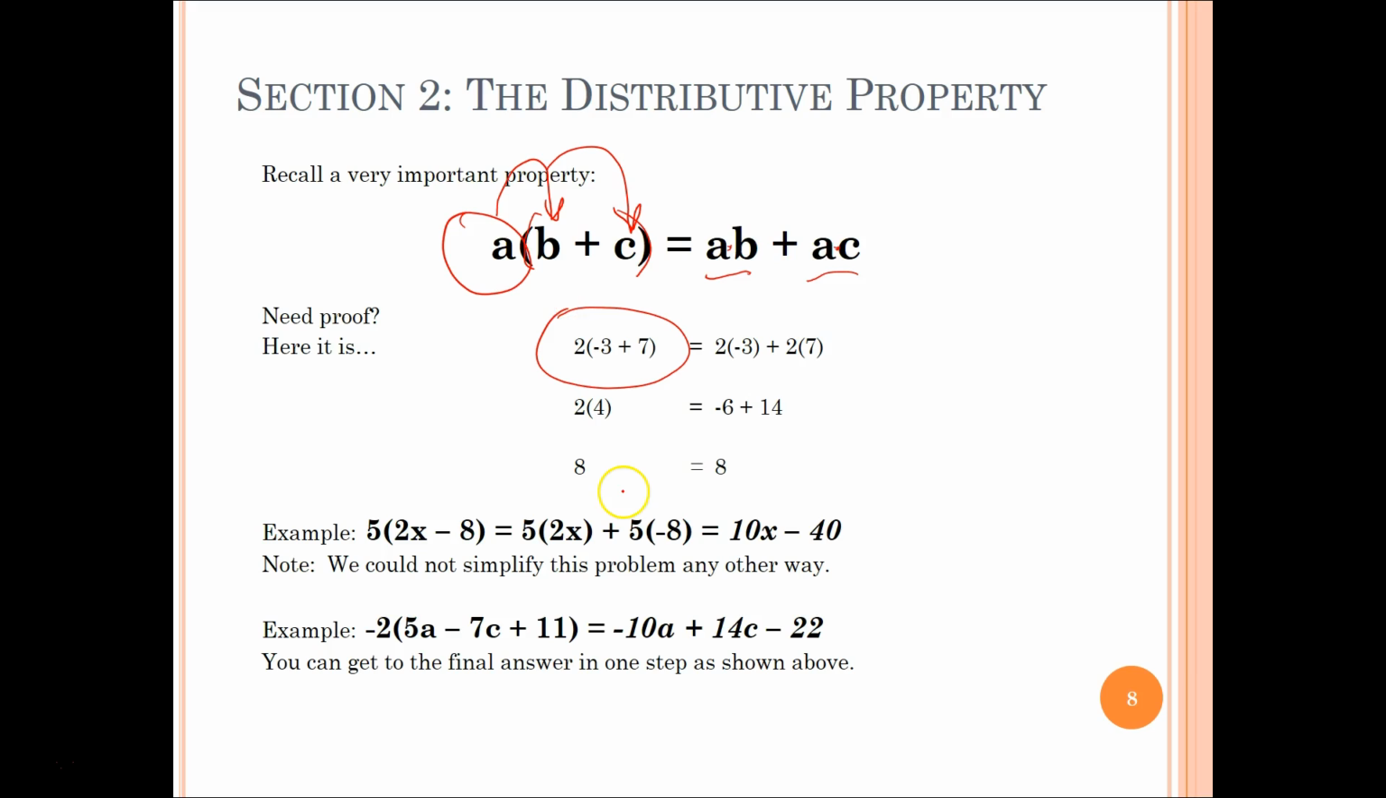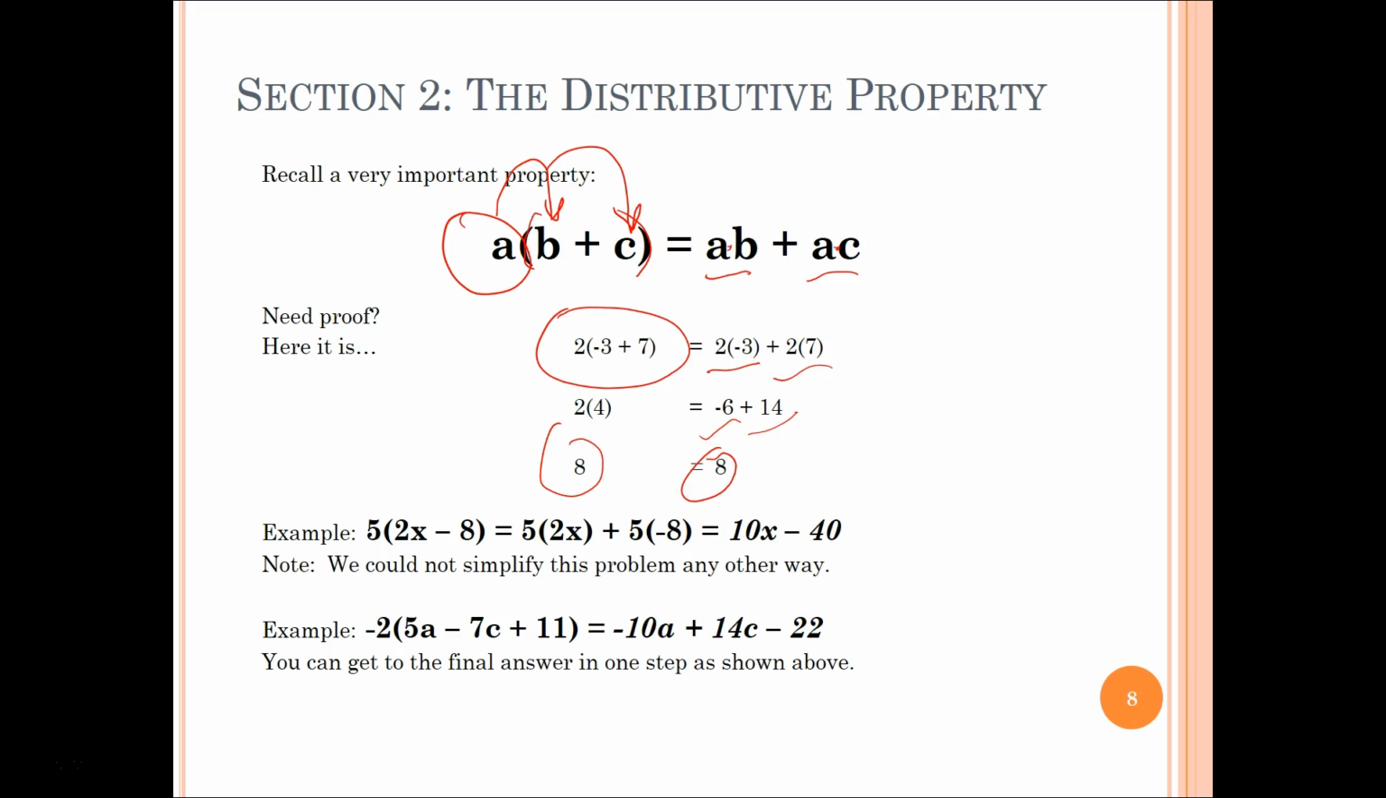If we look here and follow order of operations, we do what's inside the parentheses first, and negative 3 plus 7 is positive 4. Now we would multiply by that outside term to yield a value of 8. Well, if we take that outside factor of 2 and multiply it to each inside term, we're going to get negative 6 plus 14, and when we add those together, we also get a value of 8.